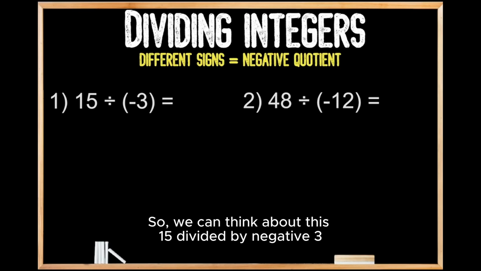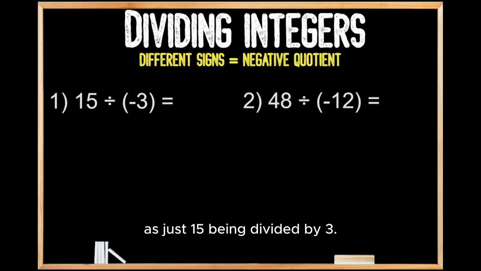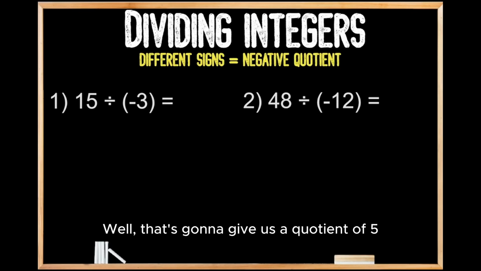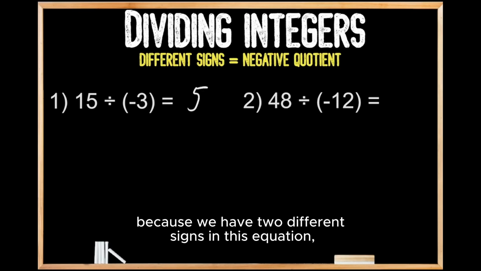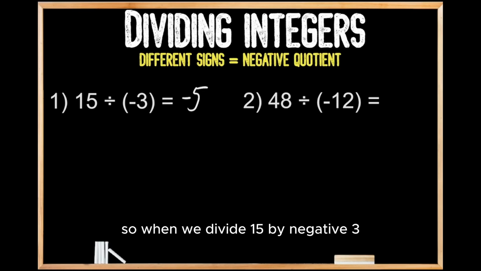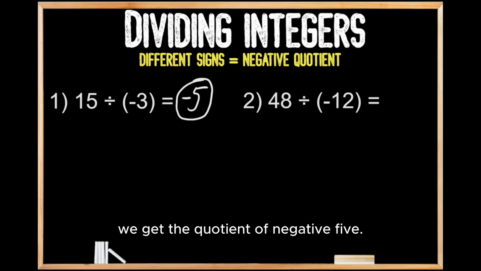So we can think about this 15 divided by negative 3 as just 15 being divided by 3. Well, that's going to give us a quotient of 5, but this 5 is going to be a negative because we have two different signs in this equation. So when we divide 15 by negative 3, we get the quotient of negative 5.